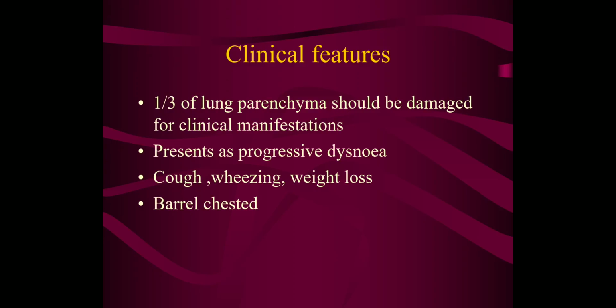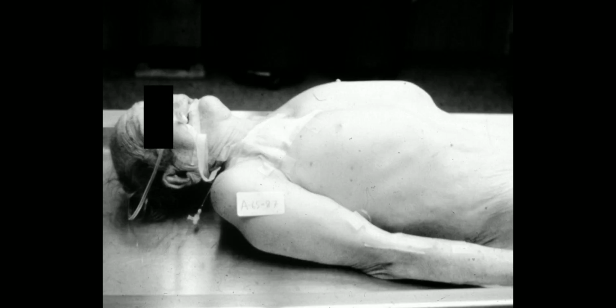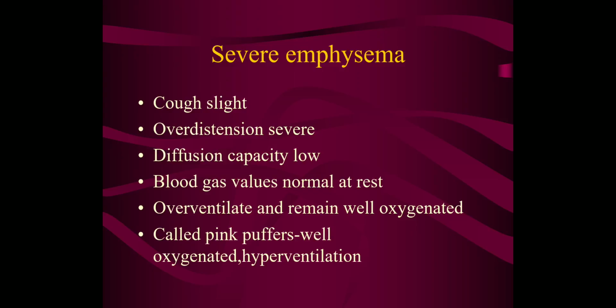1/3 of the lung parenchyma should be damaged for clinical manifestations to occur. So the patient presents with progressive dyspnea, cough, wheezing, weight loss, and the typical chest appearance is known as a barrel-shaped chest. So barrel-shaped chest is, you might have learned in your medicine classes, you have barrel-shaped chest. So this is a barrel-shaped chest because of that voluminous lung. And in severe emphysema, there will be severe overdistension with a very low diffusion capacity.